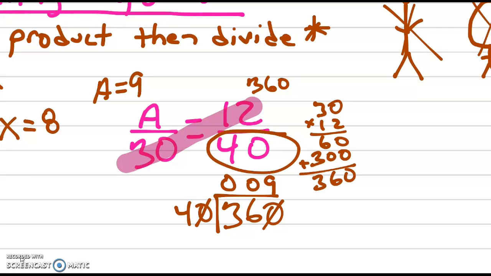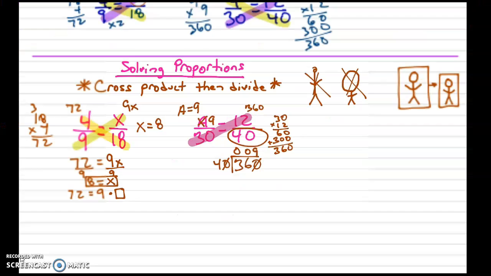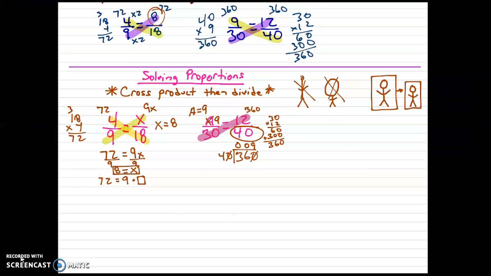Remember at the beginning of the year I said we would be doing a lot of substitution in 7th grade. That's exactly what this is. You would take that A out, and 9 would go in there. And 40 times 9 would equal 360. Okay? So they're not all nice and easy like this, though. Sometimes you're going to get decimals. You may even get a fraction. Okay, so let's do some more difficult ones.